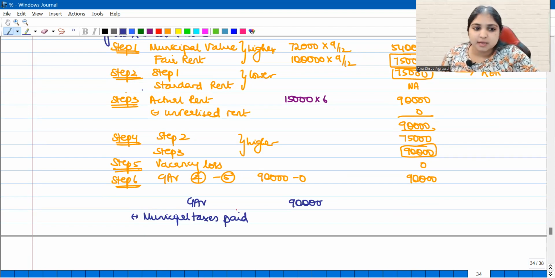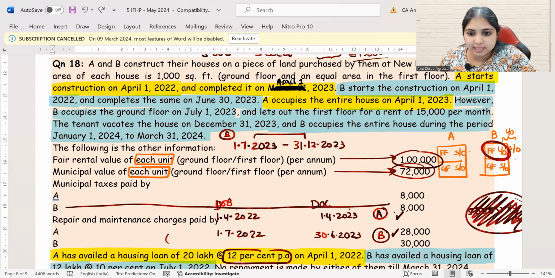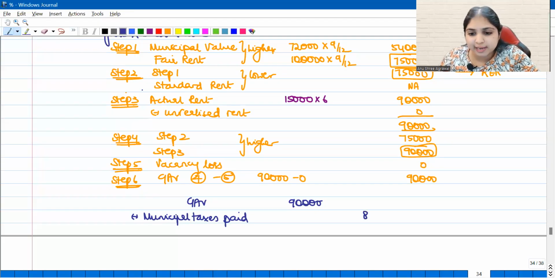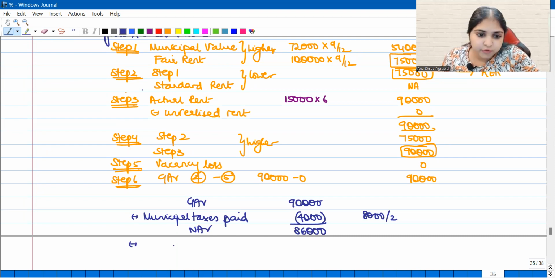Municipal taxes paid. Now see how much municipal tax B has paid. B has paid 8,000 rupees. So B would have paid 8,000 rupees for the entire property. First floor alone we are calculating. So 8,000 divided by 2, we'll consider only 4,000 rupees. So the net number is 86,000 rupees. This becomes our NAV. From this we'll subtract deductions.